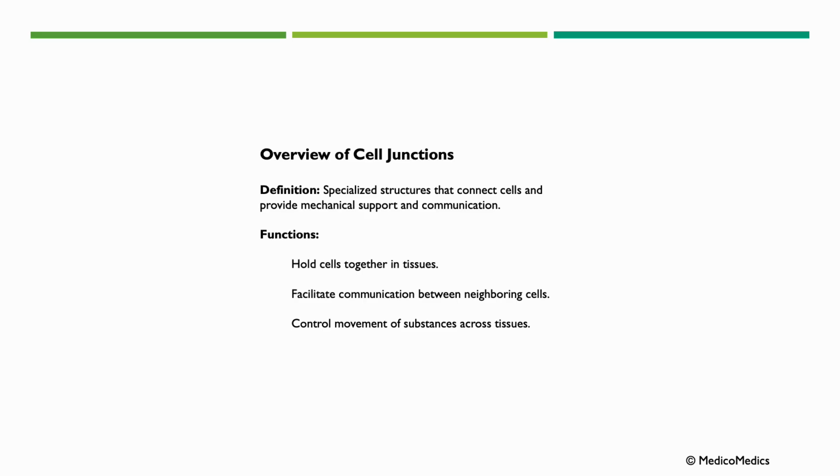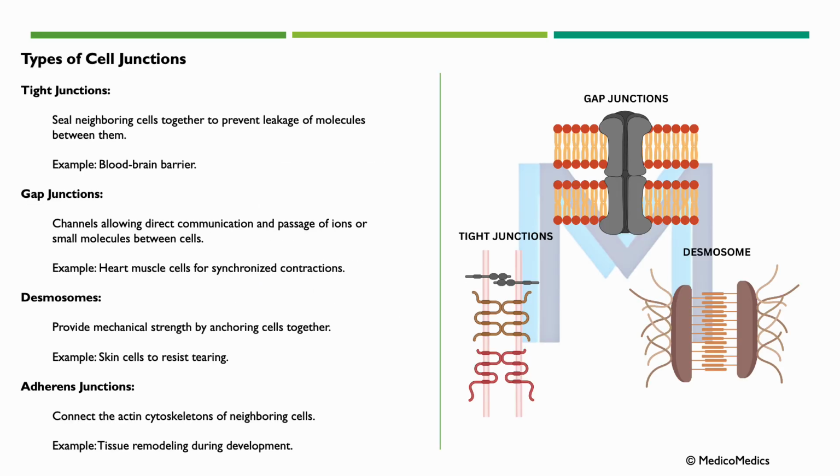So cell junctions are specialized structures that connect cells and provide mechanical support and communication. Functions include holding the cells together in tissues, facilitating communication between neighboring cells, and controlling movement of substances across tissues. So cell junctions are like bridges and tunnels between cells, keeping them connected and working together. Now let's look at types of cell junctions and their specific roles.